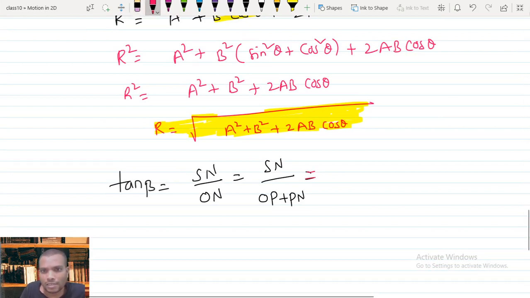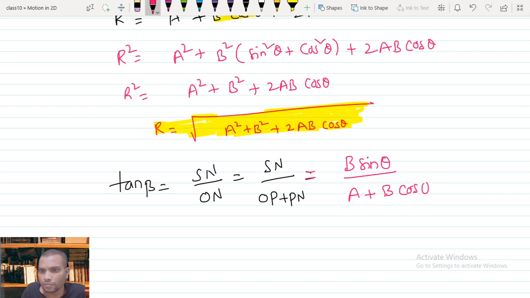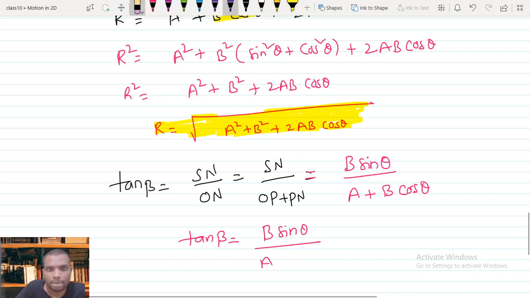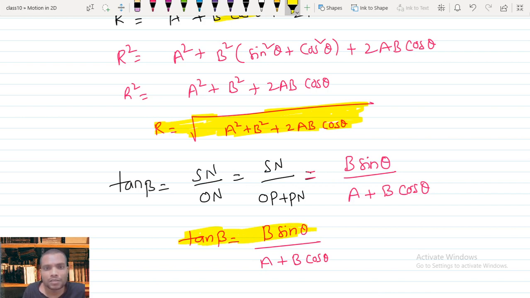Let's substitute the known values. Here we know the SN value: SN equal to B sin theta from the diagram, upon OP value equal to A, and PN value again B cos theta. So the direction tan beta equal to B sin theta upon A plus B cos theta. This is the expression for direction. These two expressions are important from the parallelogram law: how we calculate the resultant vector magnitude and resultant vector direction.